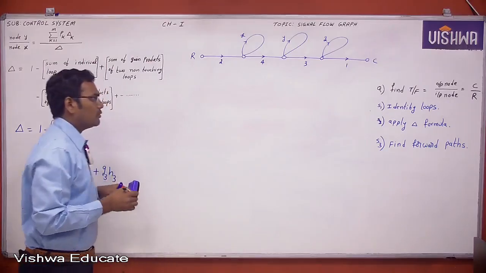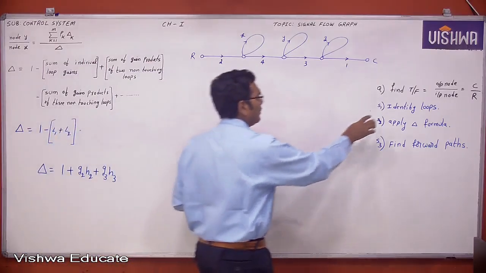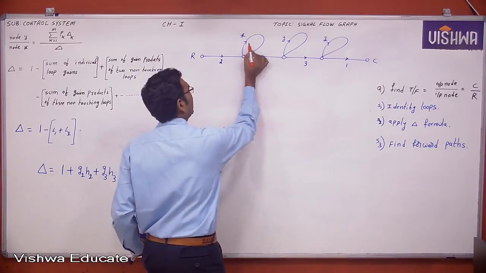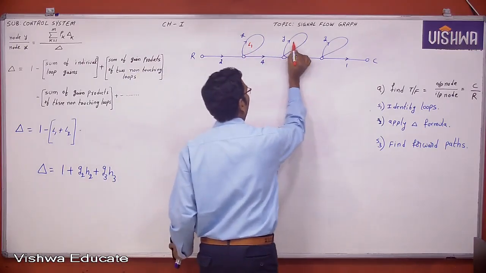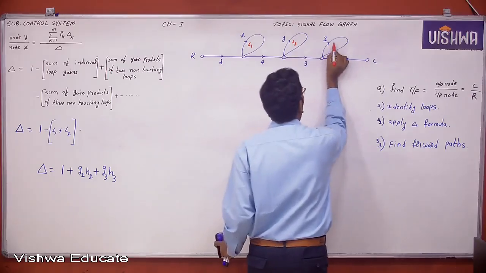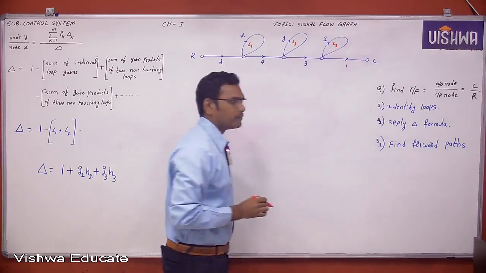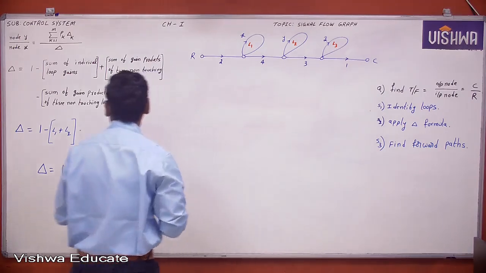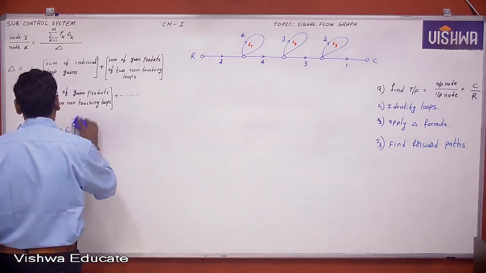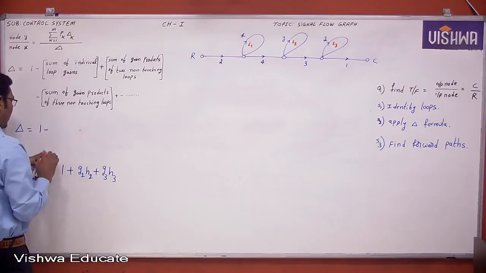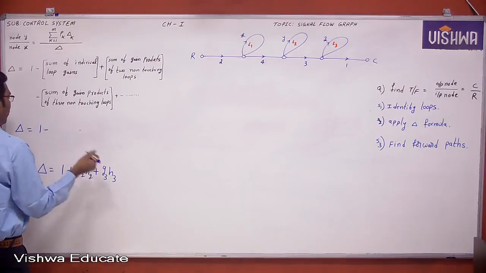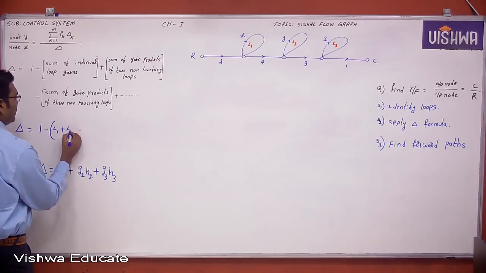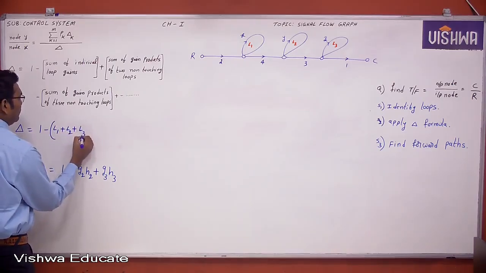So what I am saying is, first identify the loops. What are the loops? Loops originate and terminate at the same node. Loop L1, loop L2, loop L3. Next, step 2. What is step 2? Apply the delta formula. Here this is the delta formula: 1 minus the sum of individual loop gains. What are the individual loop gains? L1 plus L2 plus L3.